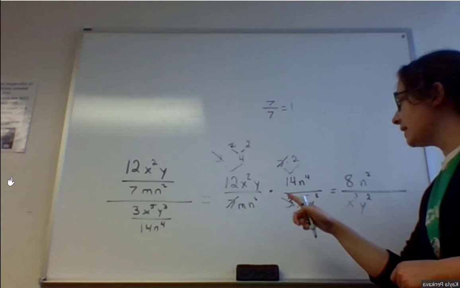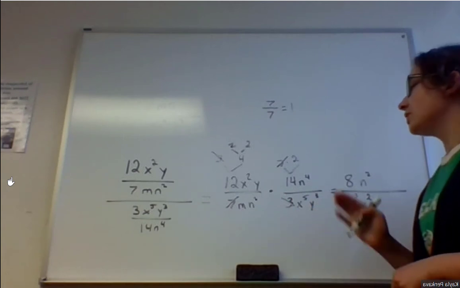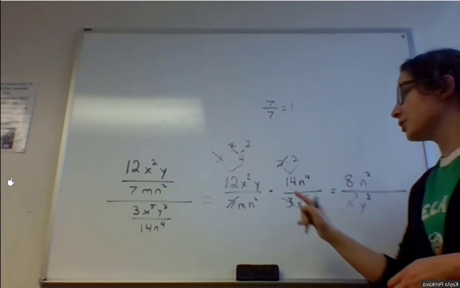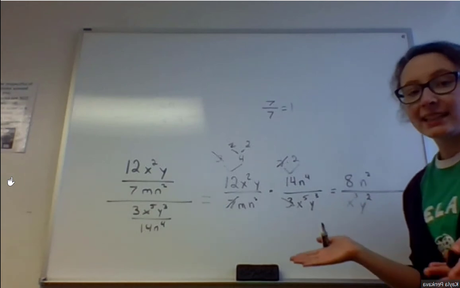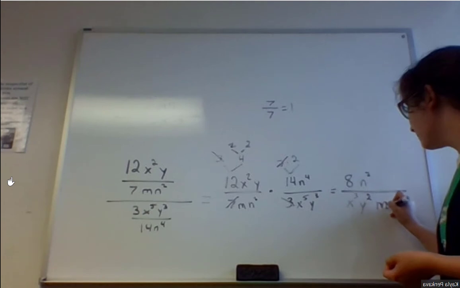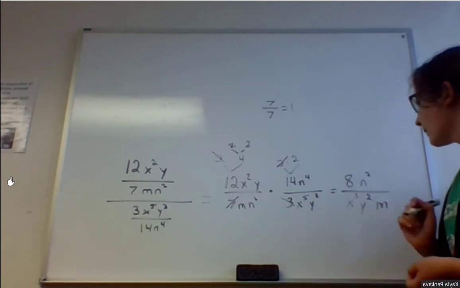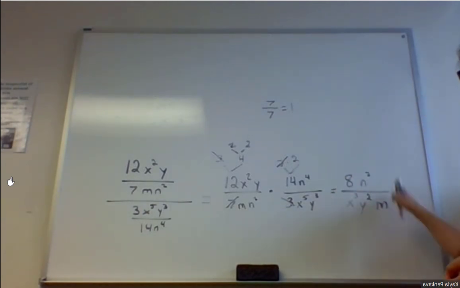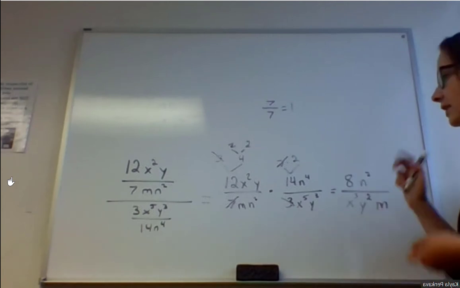Now, the only remaining part we have is m. Since there's no m on top and there's 1 m on bottom, we can't cancel any m's. That m stays where it is, 1 m on the bottom. So this is as simplified as it can get in one fraction.